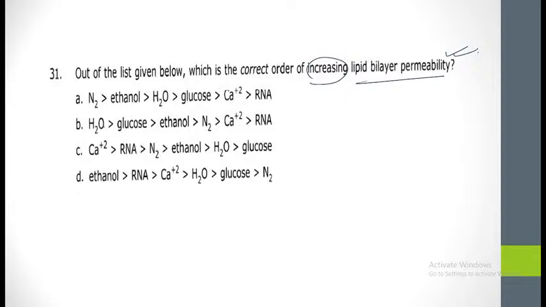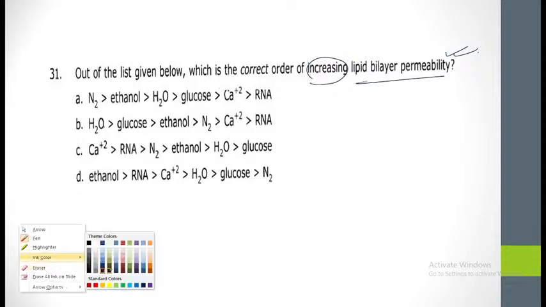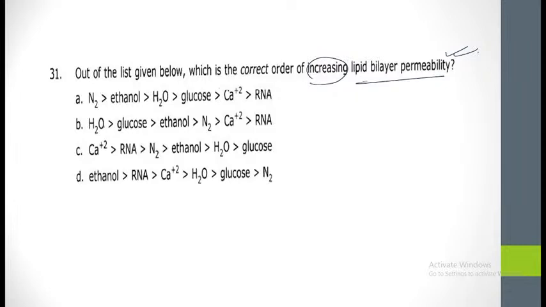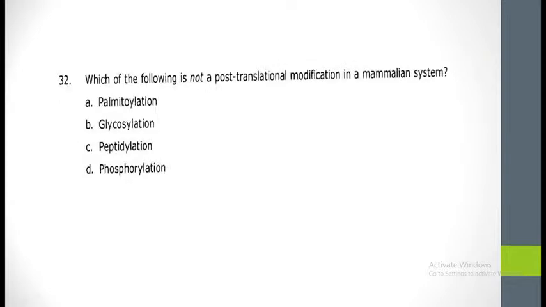So the question is saying you need to find out which of the following is the correct order of the lipid bilayer permeability, right? So the lipid bilayer permeability increases. For maximum is N2, then you have ethanol, then water, then glucose, calcium 2 plus, and last would be RNA, that is your nucleic acid, right? So the answer is option number A. Direct, straightforward question. You just have to remember this.